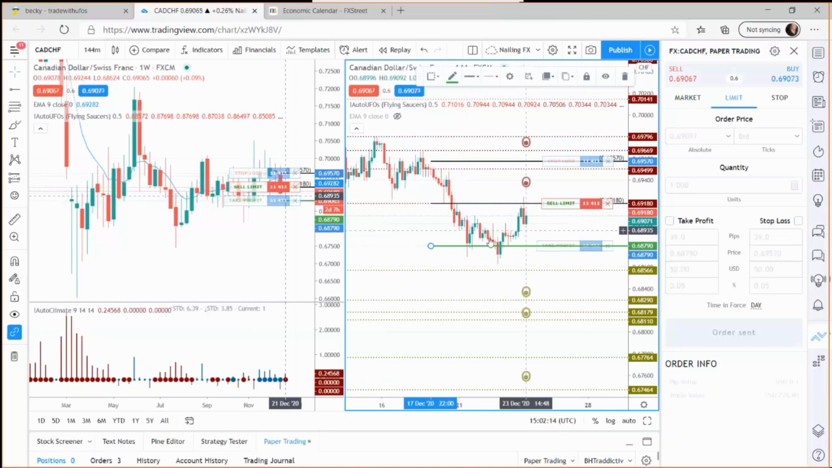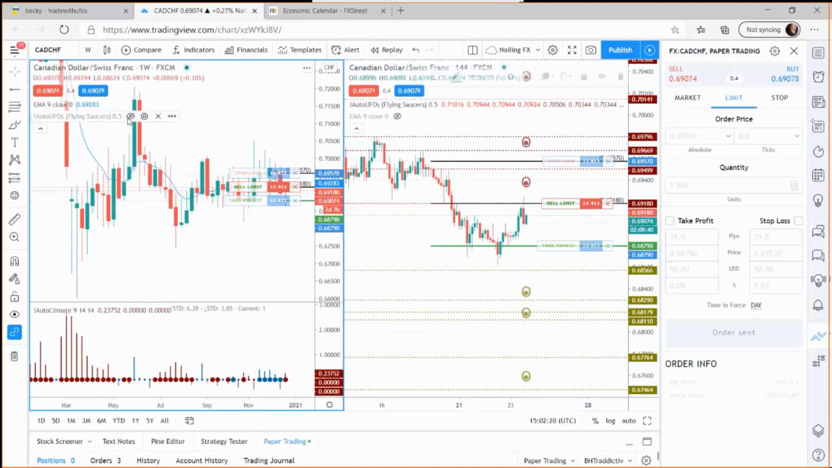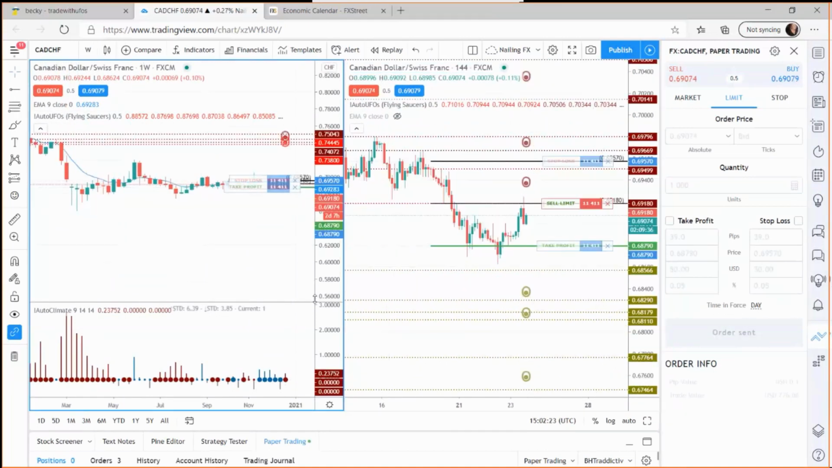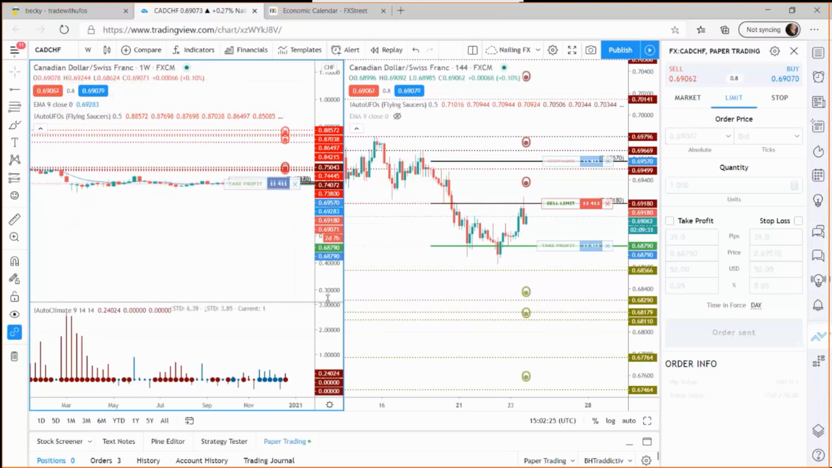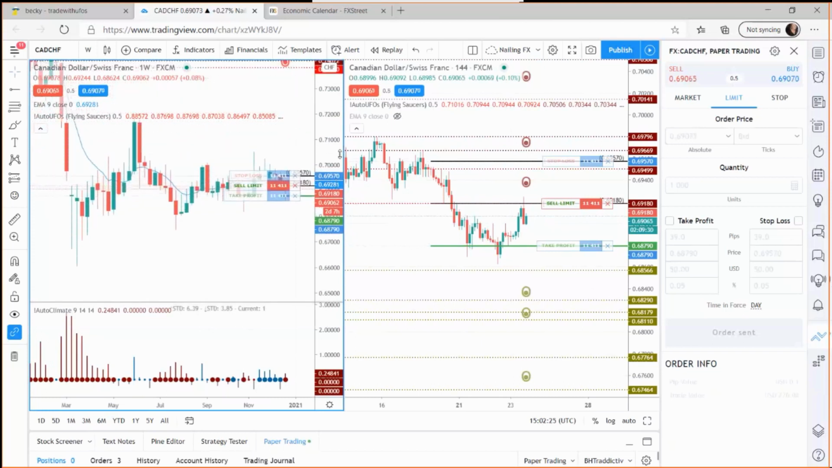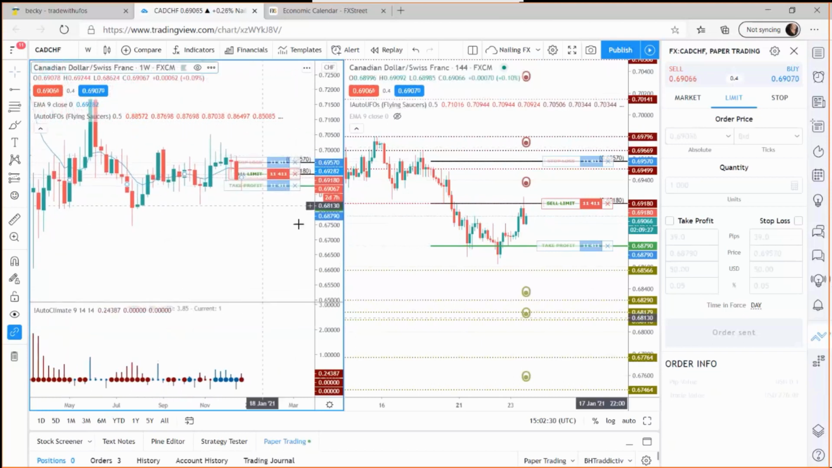So where are we going to put our second target? Now, again, we need something objective to help us answer this question. So I'm going to come over here and I'm going to show the auto UFOs on the left-hand side. It looks like we don't have, that's interesting. Okay, so we don't have any buy UFOs on our weekly chart.